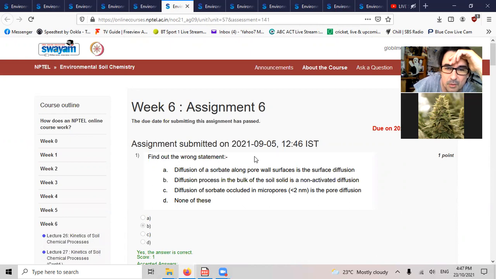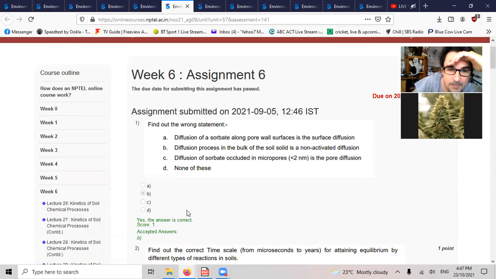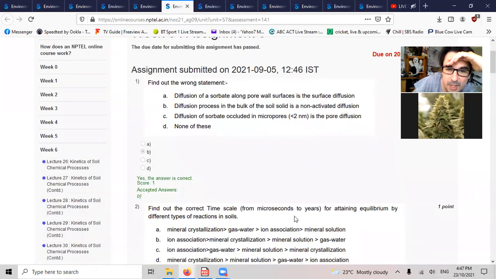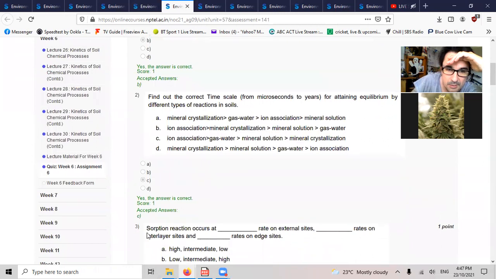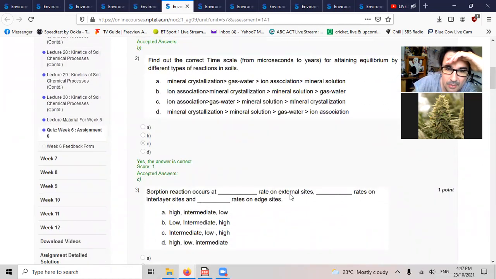Diffusion of sorbent. Bulk process. Find out the correct time scale for microseconds. Ion, then gas, presents a mineral. Absorption reaction occurs at external sites, so external is high and interlayer is very low, so high, low, high, low. It's going to be D.